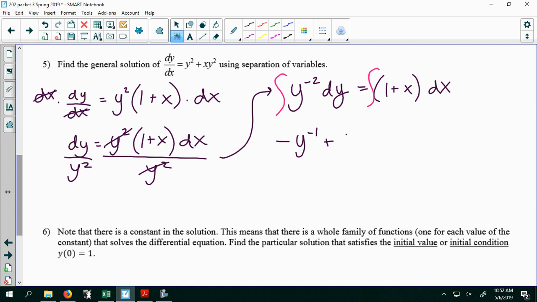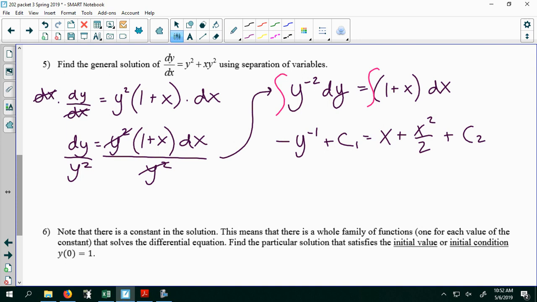And there's a plus c, right? And then the antiderivative of 1 plus x is x plus x squared over 2 plus an arbitrary constant, some different c. We'll call this c1. This will be c2. Arbitrary constants.